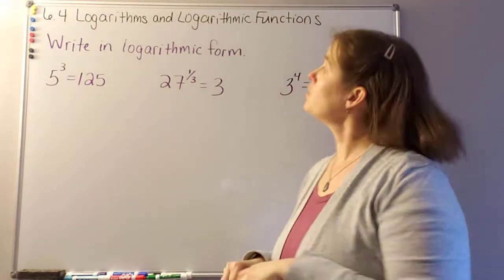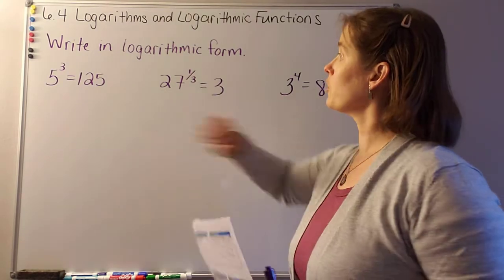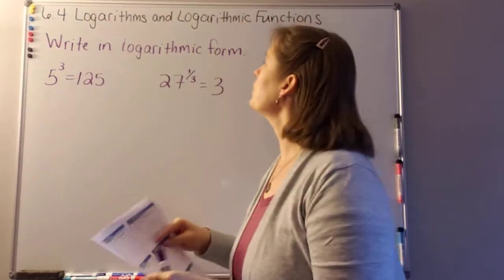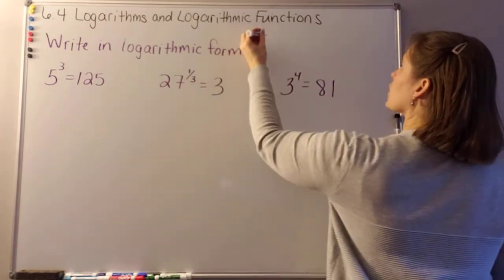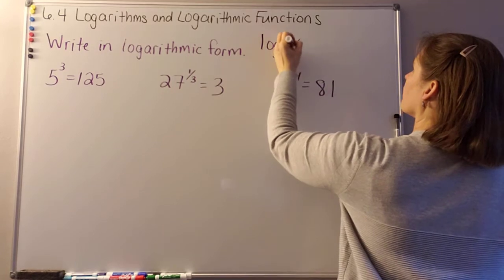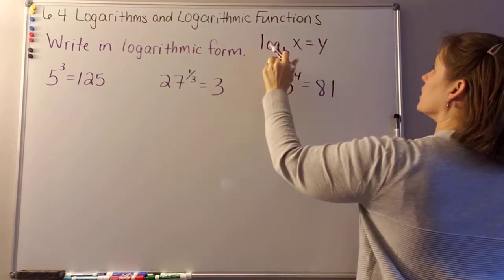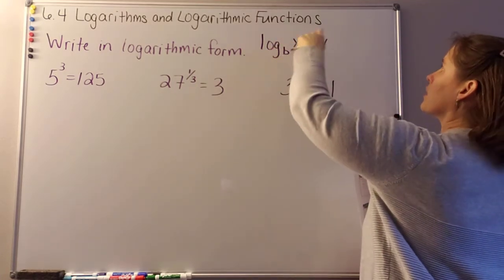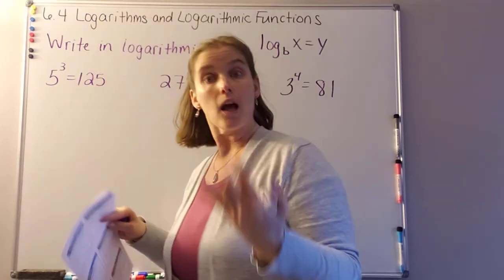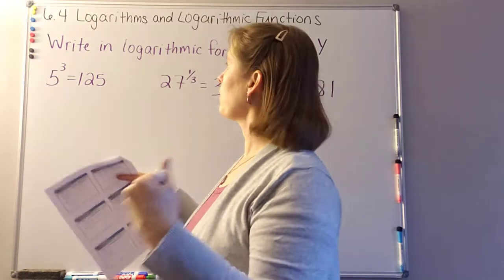Okay, now we're continuing and we've changed our form here. Now we've got exponential form and we're trying to go to logarithmic form. So that means we're going to be looking to write things as log of the base, whatever it is, of x equals y. So our base is the number which equals the exponent. All right, so we don't have to do any calculations again. We just have to rewrite the problem.